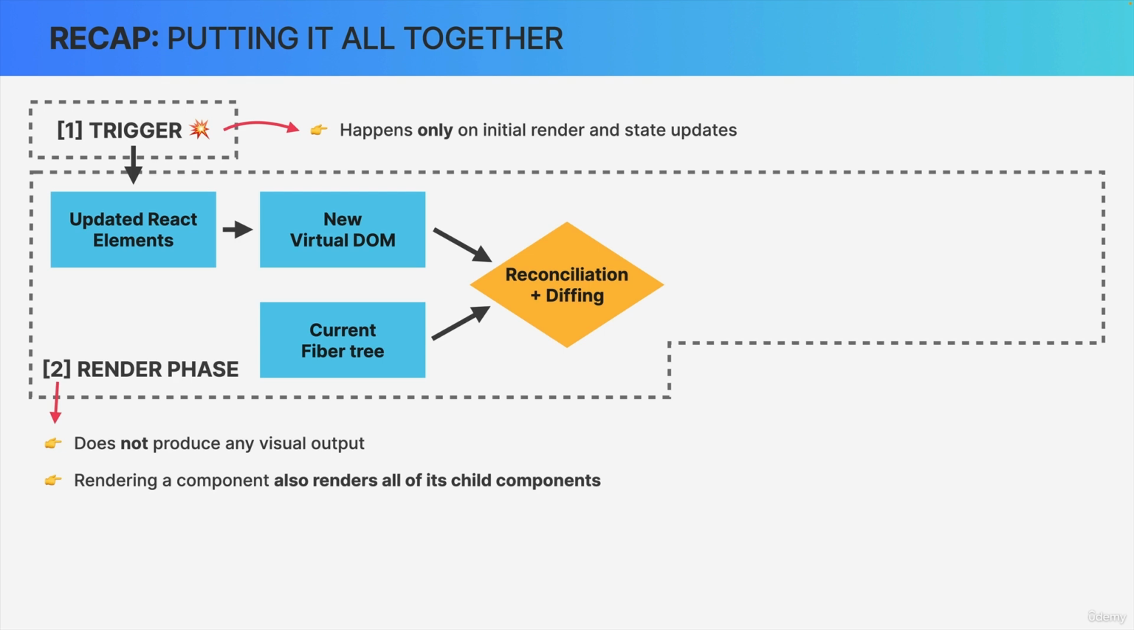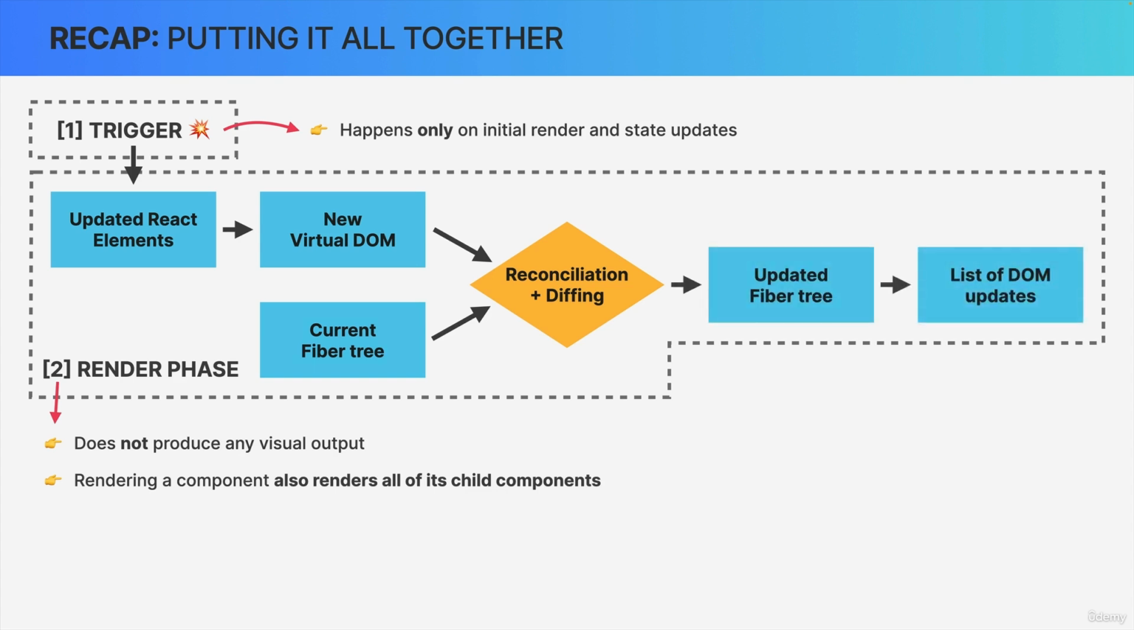Now, the computation of these DOM updates is performed by a diffing algorithm, which step by step compares the elements in the new virtual DOM with the elements in the current fiber tree, so to see what has changed. So, the final result of the render phase, so basically of this reconciliation and diffing process, is a second updated fiber tree as well as a list of all necessary DOM updates.